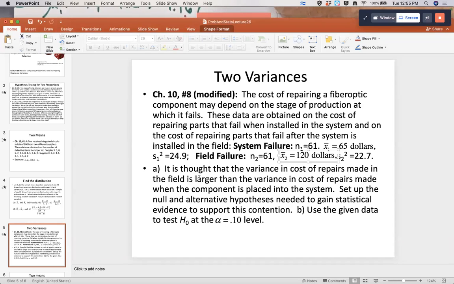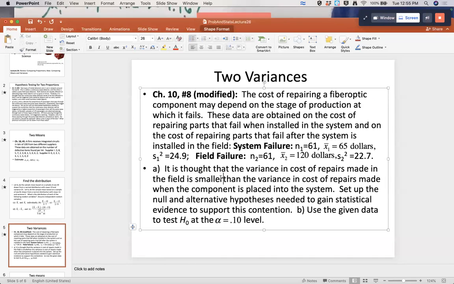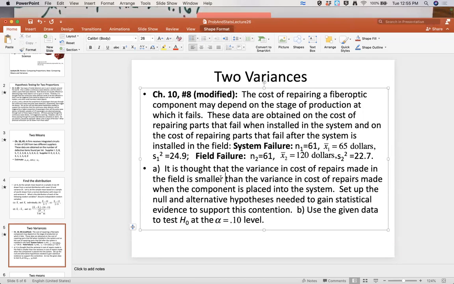Let me just say is smaller. So in my modification, I've modified it. Okay. But doesn't that sound funny? In my modification, I've modified it. So this is not exactly number 8 now.